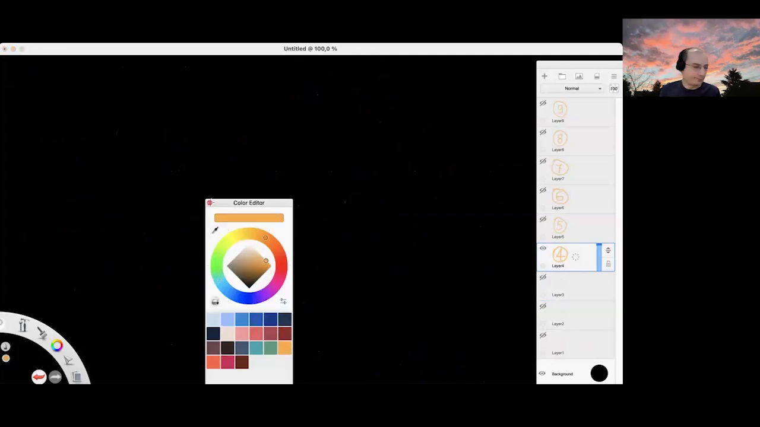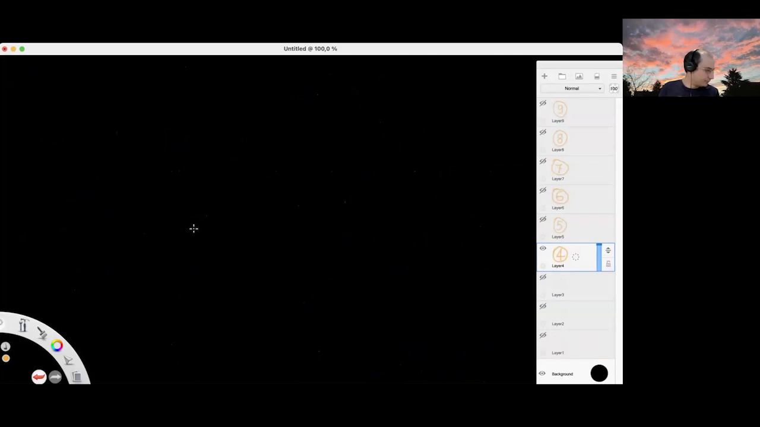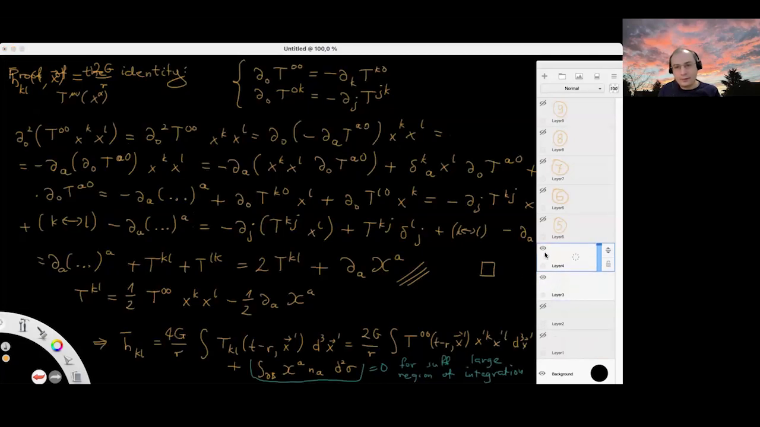So we are fairly close. h bar k l at t, x. This is approximately 2G over R. Now, oh, sorry, and there was supposed to be d zero squared. The derivative with respect to the t prime, the time at the emission point. But the dependence, but look at it this way.